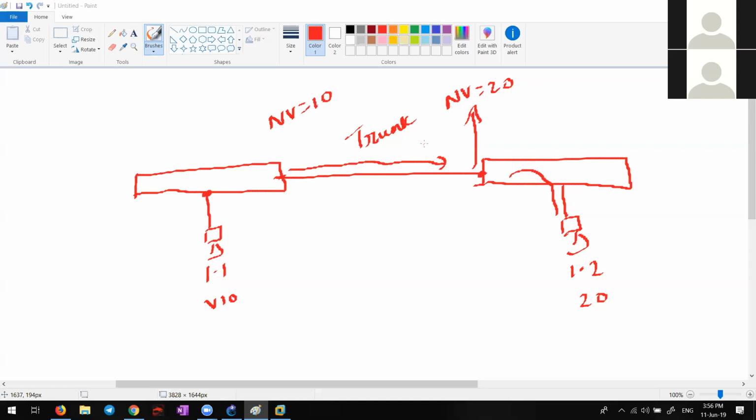Have you ever seen the native VLAN mismatch error message? Yes? No? Study the rule, then break the rule and observe what happens. That's how you should study.